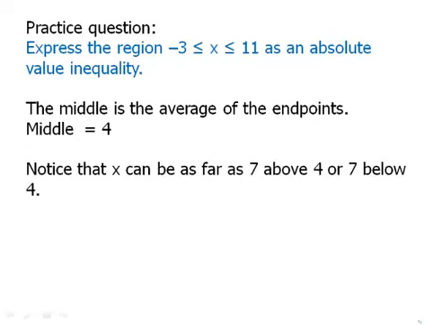Notice that x can go as far as 7 above 4, which is 11, or 7 below 4, which is negative 3. Notice also that those endpoints are included, so the distance can be less than 7. The distance can also be equal to 7. It can go a distance of 7 away from 4, and that's still included. So the distance from 4 is less than or equal to 7. And that's the absolute value inequality expression of that same region.